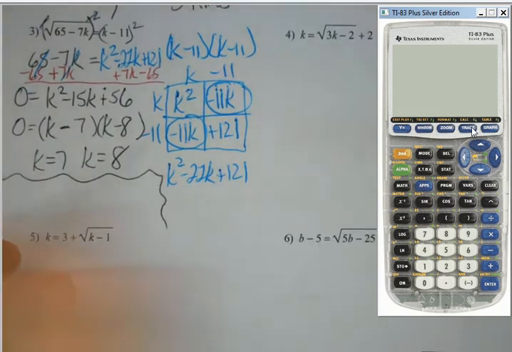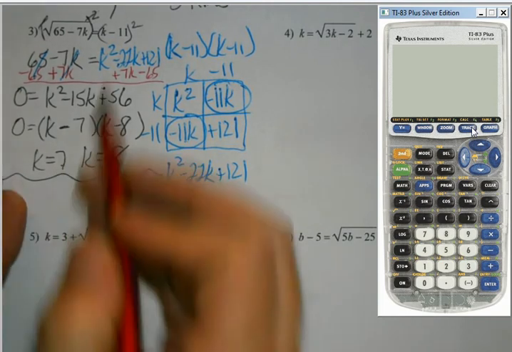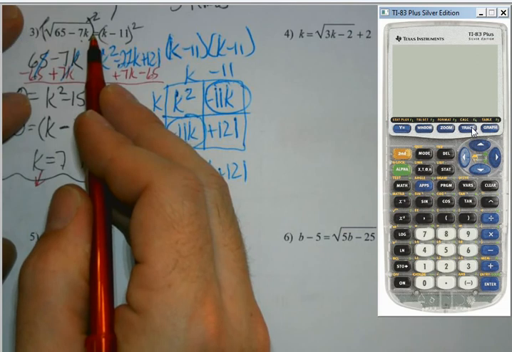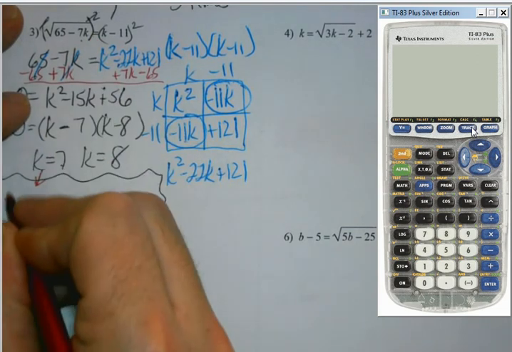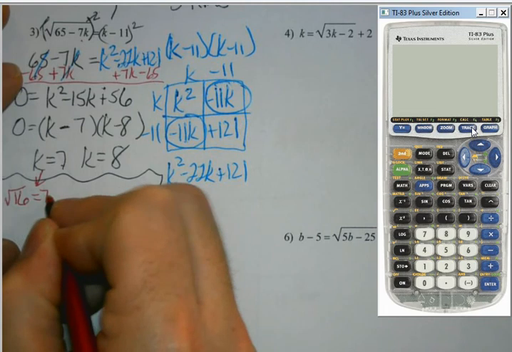You're like, no, we don't want to think. If I plug these in, let's see if they work. So if I plug in the 7, 65 minus 49 is 16. Is the square root of 16 equal 7 minus 11?